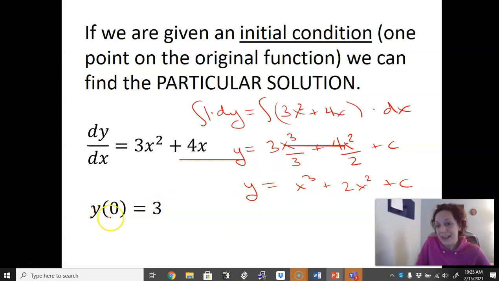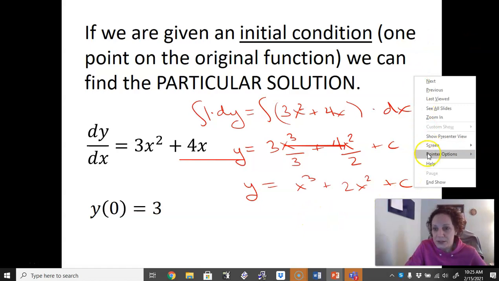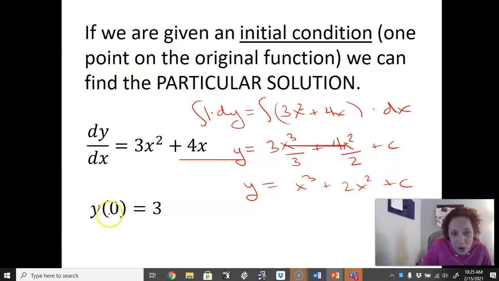0, 3. Okay. This reminds me of when you use y equals mx plus b to write the equation for a line, right? Because you have to plug in your x and y value, and then we'll figure out what c is, and then pop it back in, right? So that's all we're going to do to use this initial condition and get what we call the particular solution. Okay, so I know that y of 0 is 3. In other words, I know that the graph, the particular function I'm interested in, contains the point 0, 3.